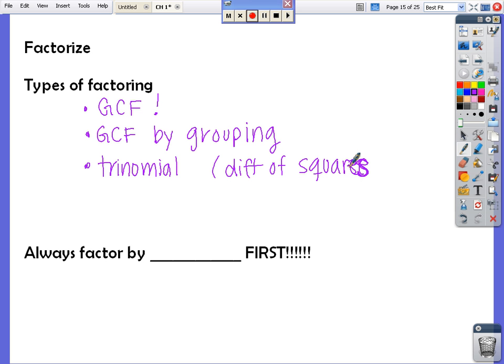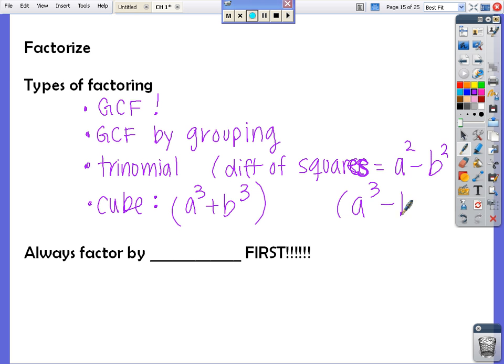Squares, which would be things in the form a squared minus b squared. And then you should be able to factor a few cubic functions, which would be a cubed plus b cubed, and also a cubed minus b cubed. I put a little note here that says always factor by GCF first. Greatest common factor must always be checked for first.